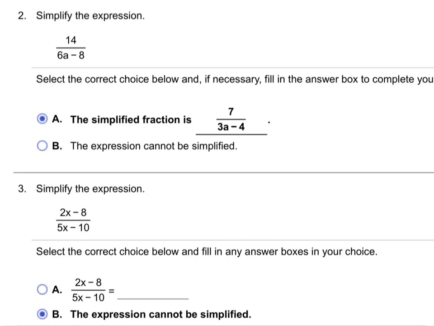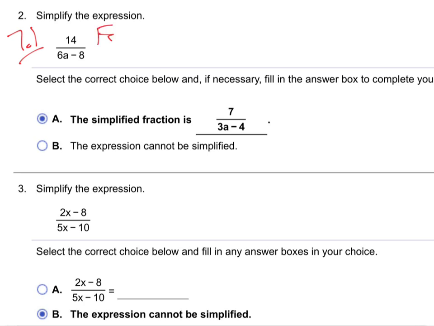This section, this chapter, will be pretty easy. It's really simplifying. Well, it'll get hard later, but 7.1 is not bad. So this is 7.1, and it's all about simplifying. What that means is you want to simplify that fraction.